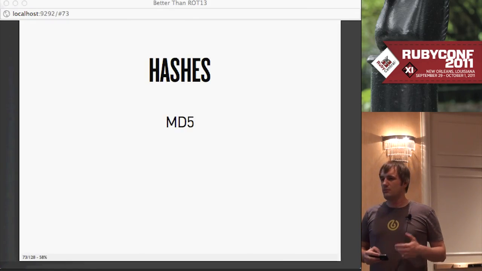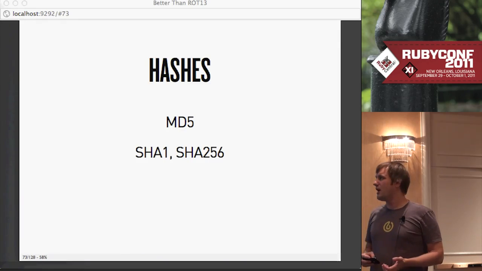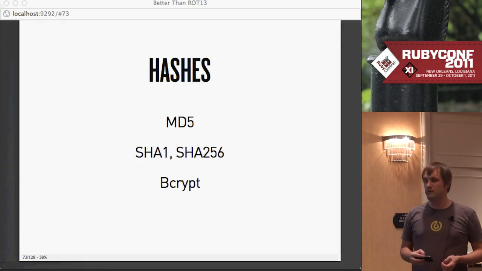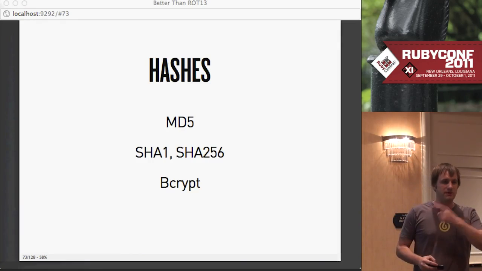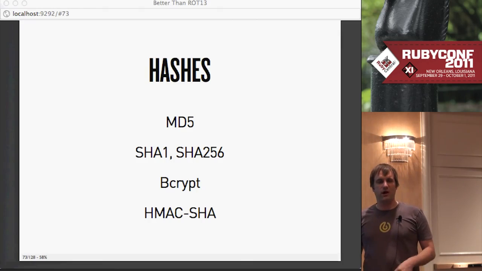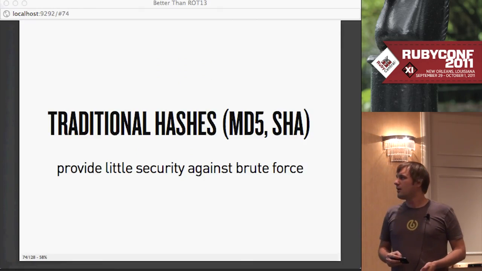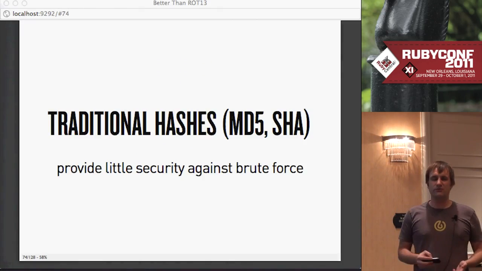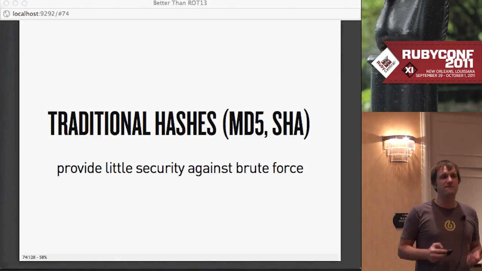So hashes, we've heard about these: MD5, SHA, bcrypt. If you're hashing passwords, please use bcrypt. There's also HMAC, which you use SHA or MD5 with HMAC. And I'll go through each one of those. Traditional hashes, MD5, SHA-1, are designed to be fast.